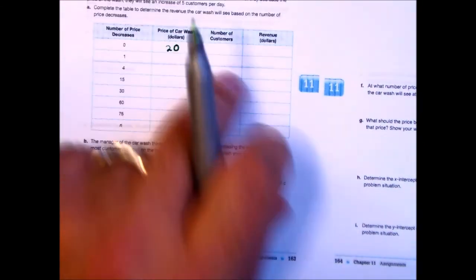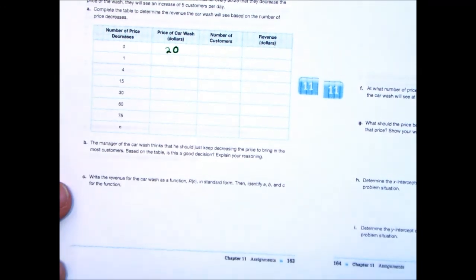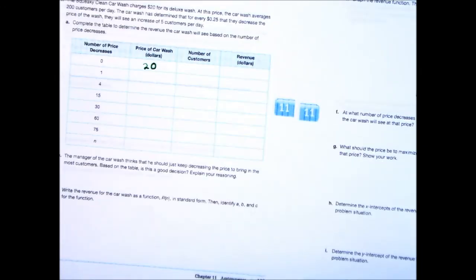We'll continue this in a second because I'm going to finish the rest of this on a different type of paper. All right? And we'll come through and explain it.